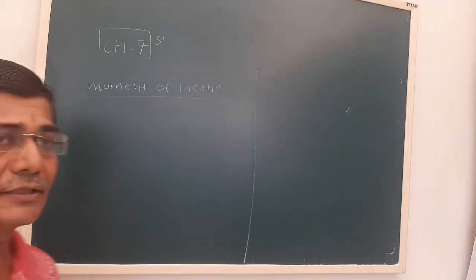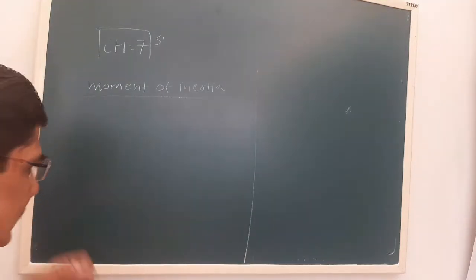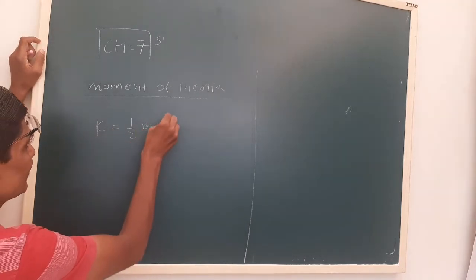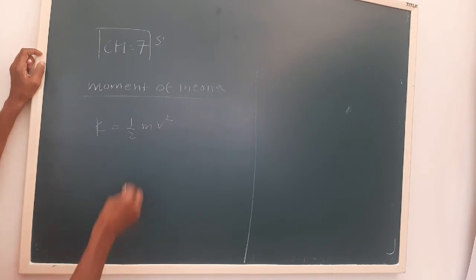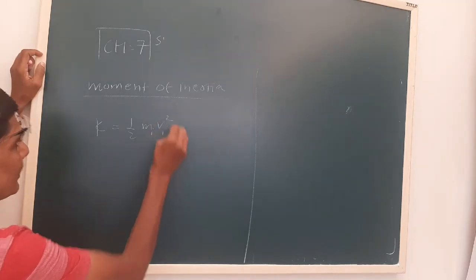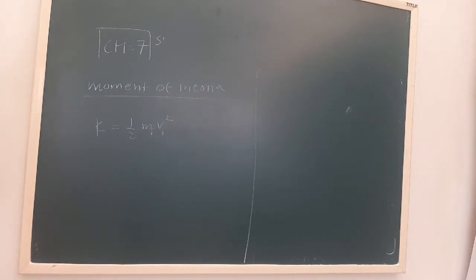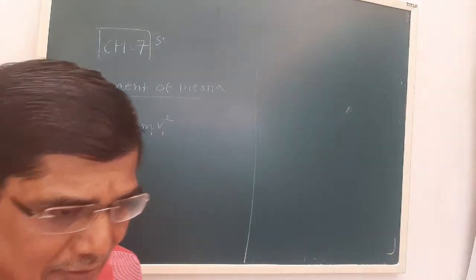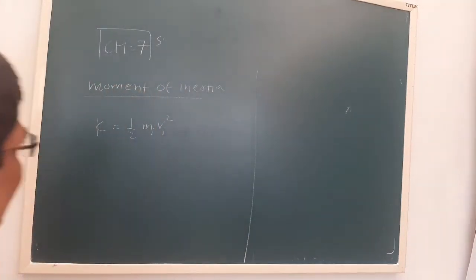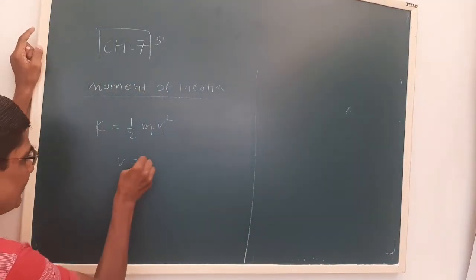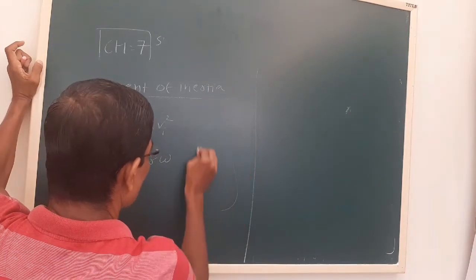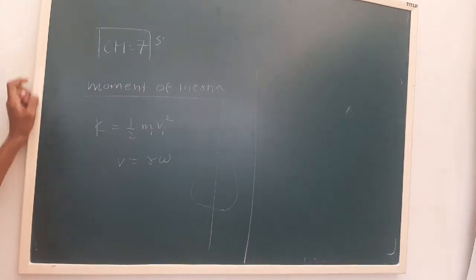Now here we consider a system of n particles. So the kinetic energy is 1/2 mv square. If I write for the number of particles it will be 1/2 m_i v_i square. Now see here the rigid body rotates about a fixed axis, that is the axis of rotation. So we derive the relation v is equal to r omega. We talked about this in the beginning of the lesson.